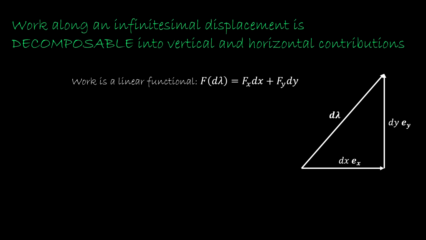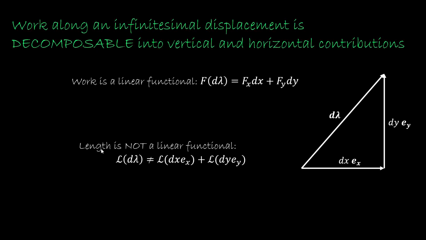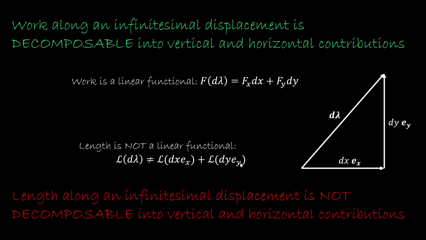However, and this is the important bit, this is not true for everything. Not all properties work in the same way. Consider the length. Length is not a linear functional. The length of the diagonal is not the sum of the horizontal and vertical components. It is the square root of the sum of the squares of the sides. So length is not a linear functional, so the length along an infinitesimal displacement is not decomposable into a vertical and horizontal contribution.